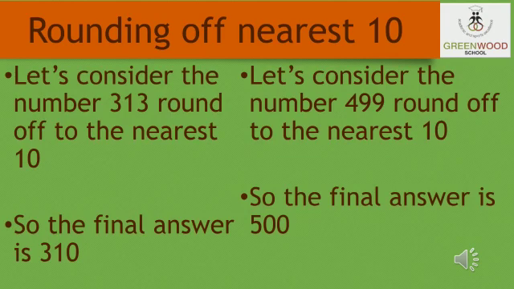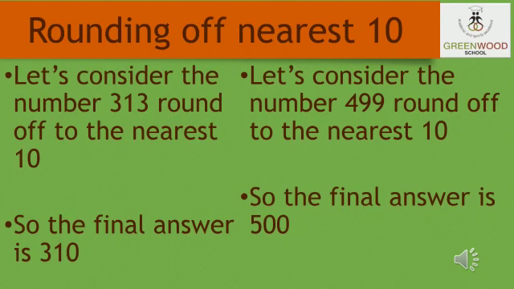Now let's see examples of how to round off. Round to the nearest 10. Let's consider the number 313. To round off to the nearest significant number, consider the tens place and follow the steps. Identify the digit present in the tens place, that is 1. Identify the next smallest place in the number, that is 3.